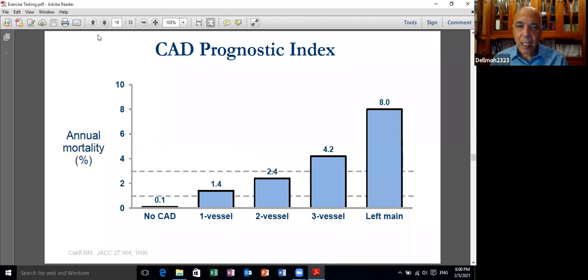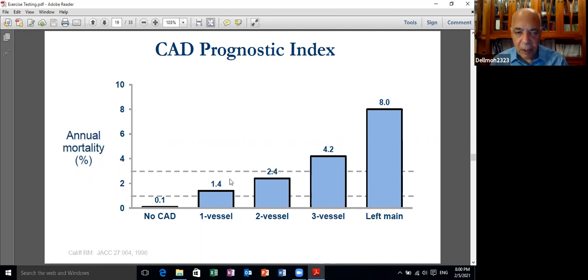Now, is the test equally effective as the cardiac cath? No, cardiac cath is still the best method by which you can prognosticate and risk stratify the patients. This is an old study which showed that the annual mortality rate is much higher in patients with left main coronary artery disease, approaching 8% per year, the same as for 3 vessel disease, and intermediate for 2 vessel disease and 1 vessel disease.